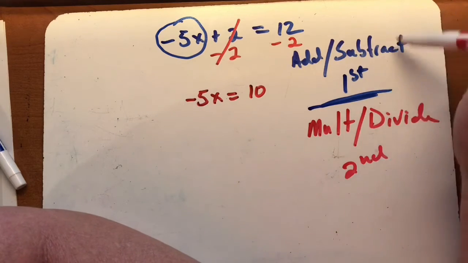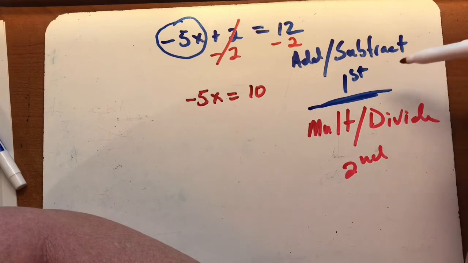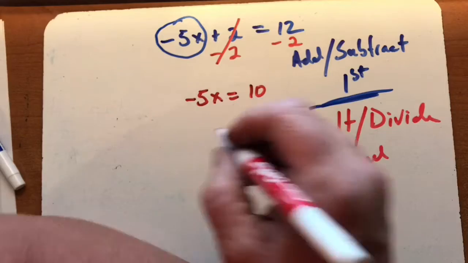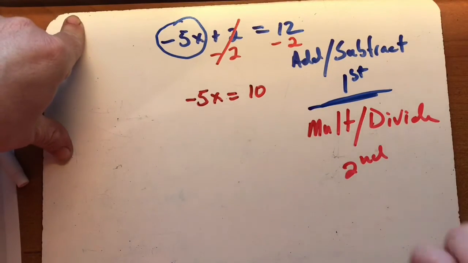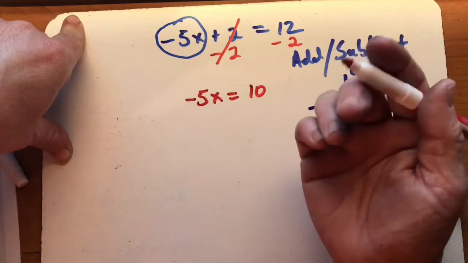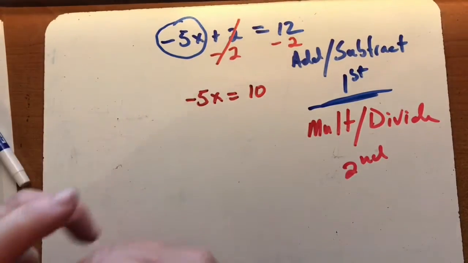Okay, so we always add and subtract first, and then we multiply and divide second. Always, always, always. It's so much easier. Otherwise, I really don't recommend it. I mean, you could do it, but you'd have to be really good with fractions, so just don't. All right, so negative 5 is being multiplied to x.